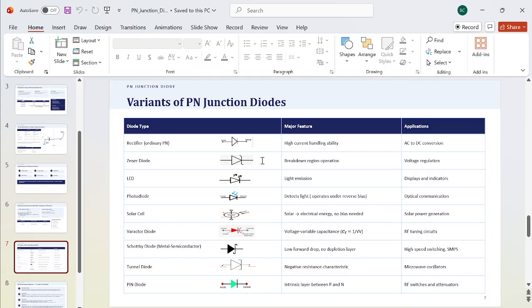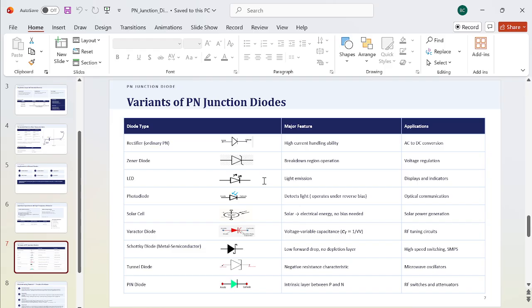Then another variant of the PN junction diode is the light emitting diode, which is specifically used for the emission of visible light or infrared light, meant to be used in displays and indicators. In this light emitting diode, the light coming out is shown by the arrows, and this light is coming from the P region and the N region is here.